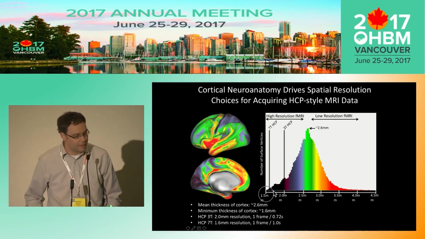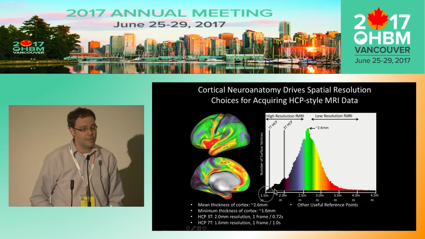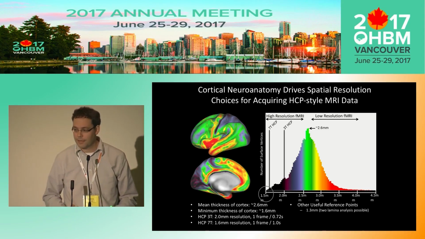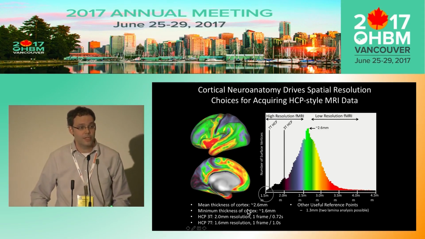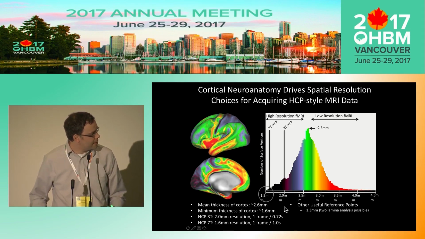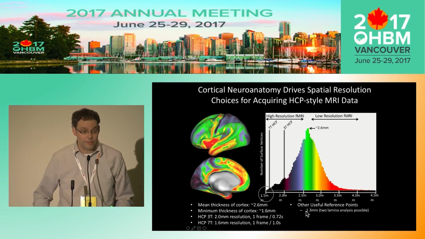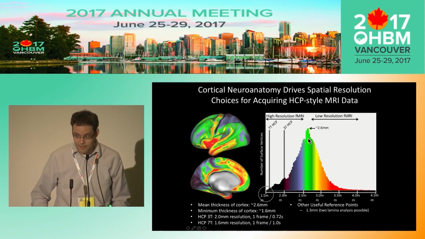So here's where we acquired our 3T and our 7T data. And there are a couple of other useful reference points to think about when you're acquiring your images. So if you want to actually treat the cortex as more than a 2D sheet, if you want to think about its thickness, you're going to need to be at least on average 1.3 millimeter isotropic. It basically is just dividing this mean cortical thickness by 2.